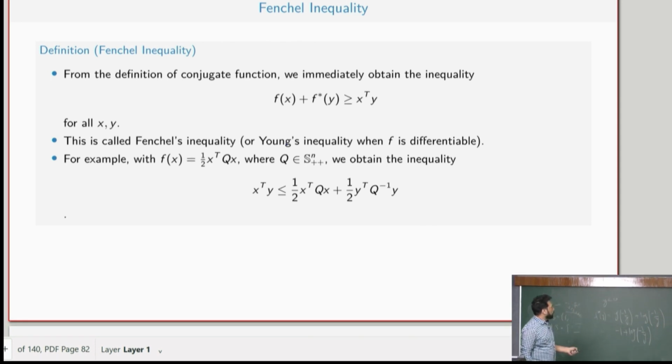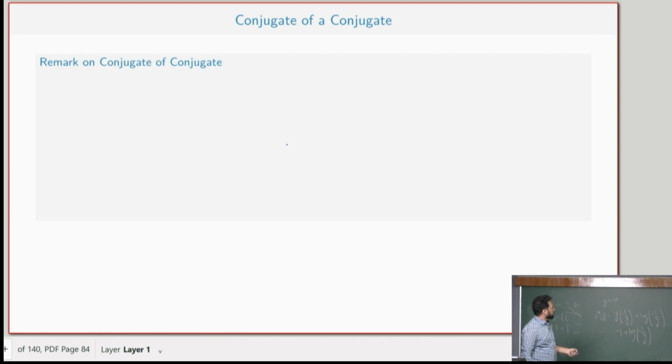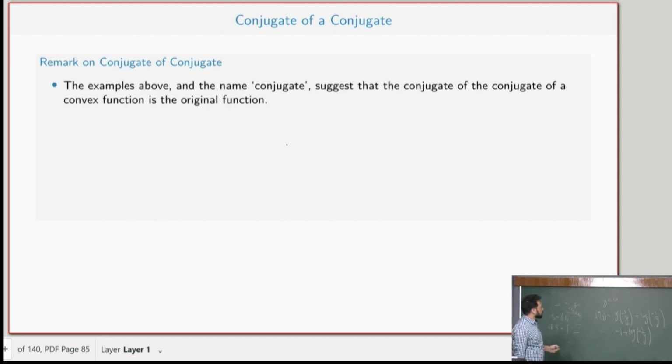But what we really need is conjugate of a conjugate. Okay, that we will use immediately. So the next question is, what happens if you take conjugate of a conjugate, like f star star? So what happens in that case, right? There is a very unique case where f star star is f. Okay, so that happens for certain kind of functions.